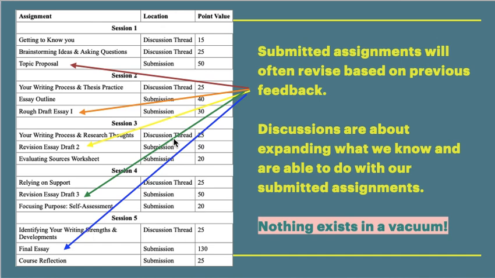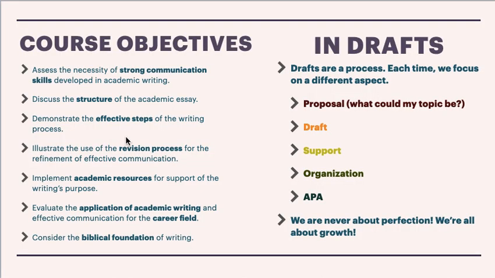But if it's not in a vacuum, we also need to think about those discussions. When we talk about things like brainstorming, that is preparing us to write our topic proposal. When we talk about our writing process, that is going to lead into our outline and our draft. When we look at the research process and evaluating sources, that again is about adding and developing our particular topic. So each of these assignments, whether it's a discussion or a submitted assignment or a revised assignment, is building into that final paper.